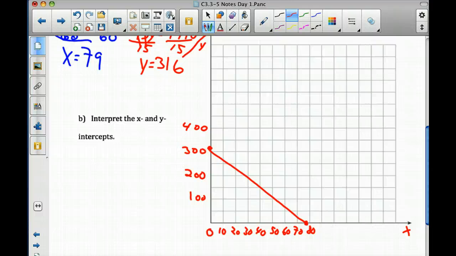All right, interpret the x and y intercepts. Big word, people. Put yourself in Mr. Tagg's class right now. What does interpret mean? Make sense of. Explain. Okay? Understand. What is the point? What does the point 79 comma 0 mean? The x-intercept. No, can't say that. For this problem, guys, what does the point 79 comma 0 mean? Think about what Gigi read at the beginning.